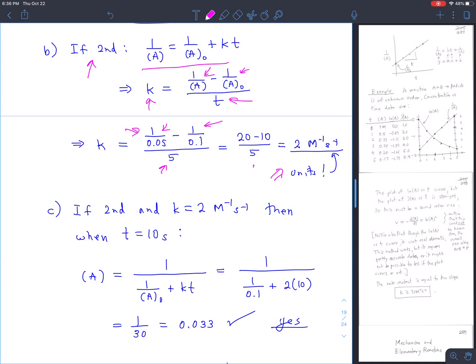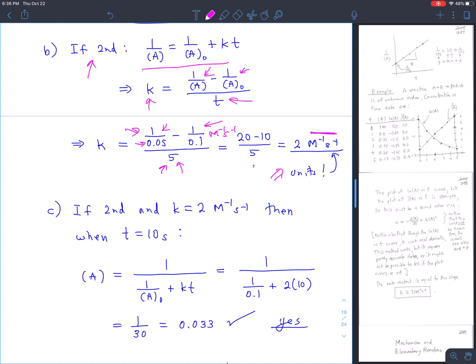2, notice the units. This has units of molar, so there's molar to the minus 1 on top. This has units of time, so it's seconds to the minus 1 altogether. Molar to the minus 1, seconds to the minus 1. That's, of course, the characteristic set of units for a second order reaction.